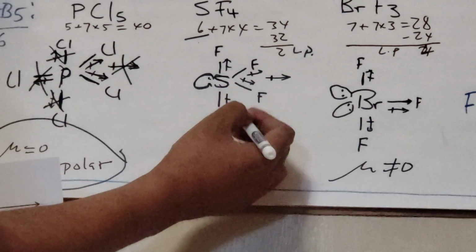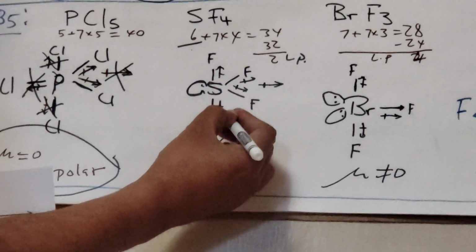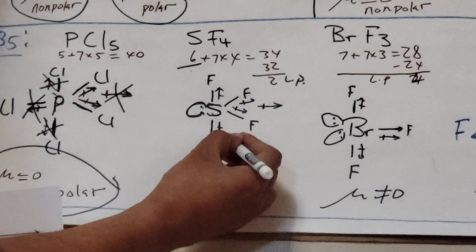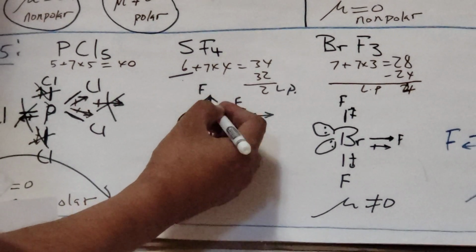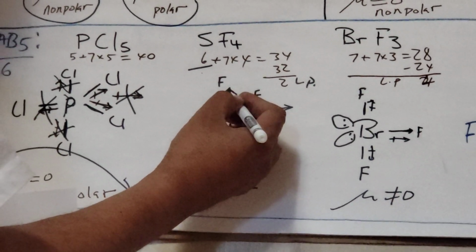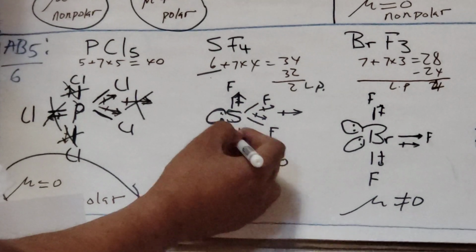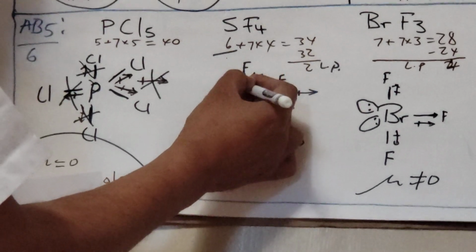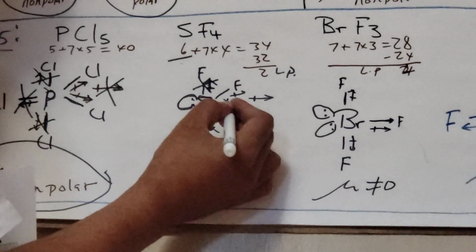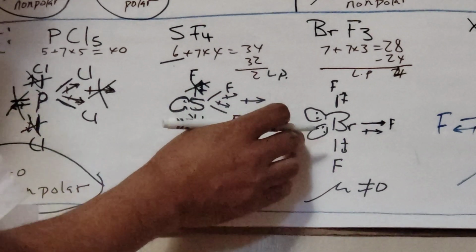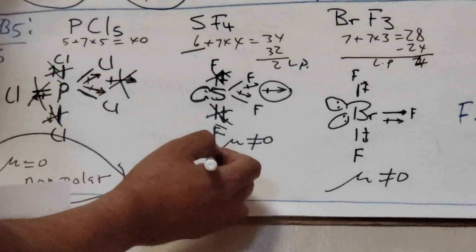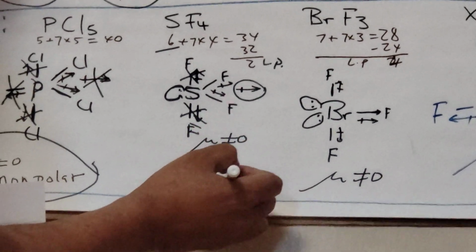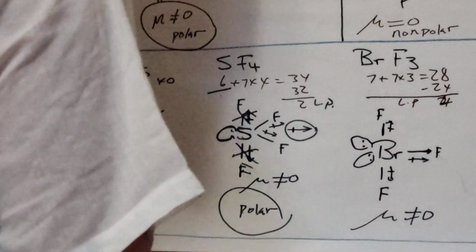If you look at here, this fluorine will pull electrons from sulfur because fluorine is more electronegative. They will pull this way, and this one will cancel this one, right? And here both of them are pulling in the same direction. They have a resultant dipole. So here the dipole moment is not 0, so this one is a polar molecule.